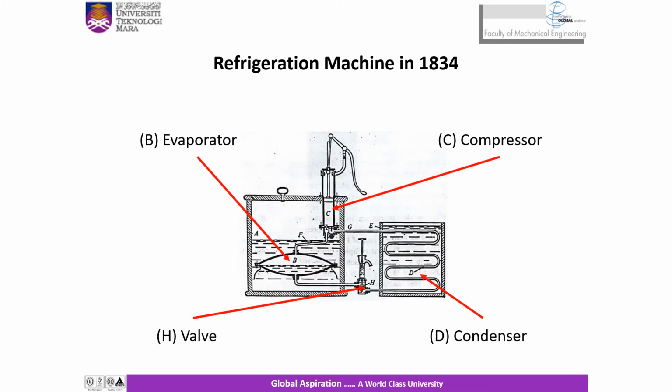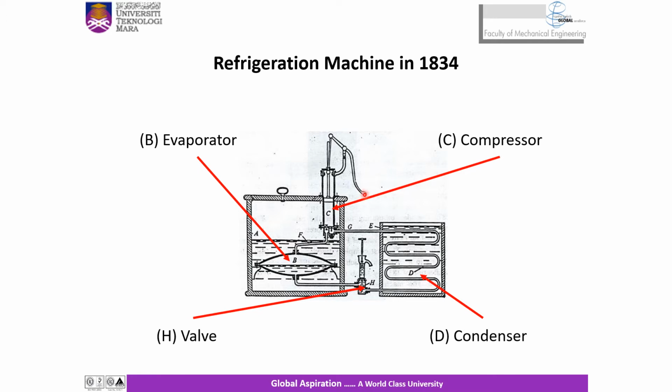Now this is an example of a refrigeration machine that was developed in 1834. As you can see, it's a very crude machine. It used to run with the help of very big compressors like this. They were either run manually or they were powered by steam engines.